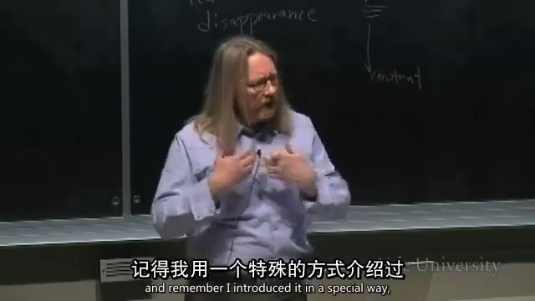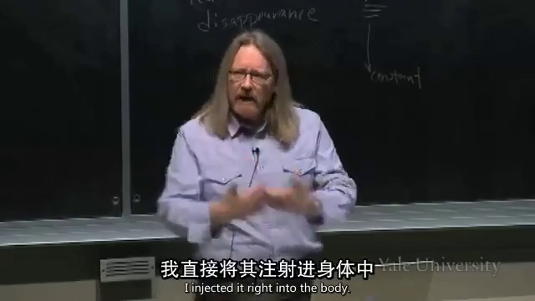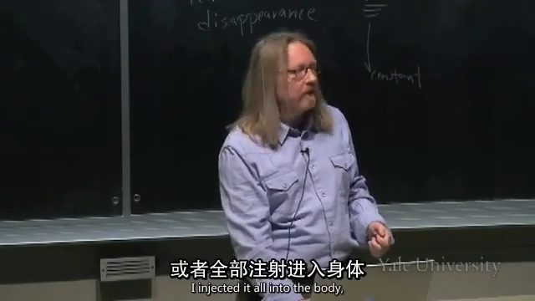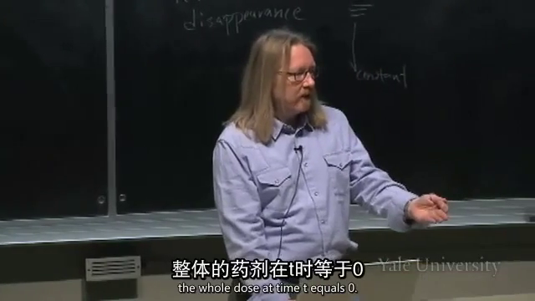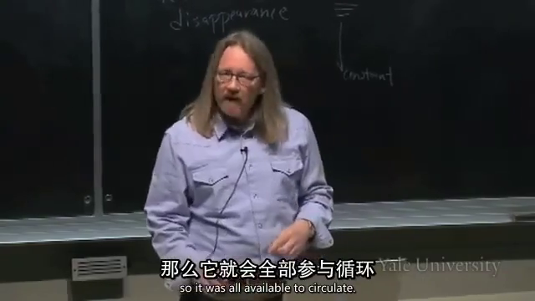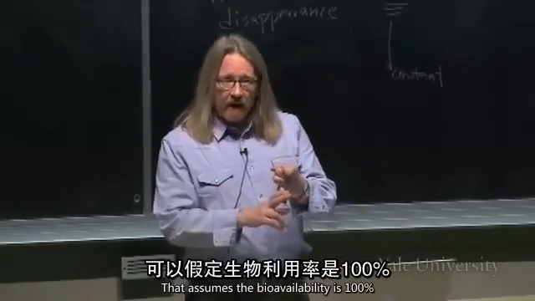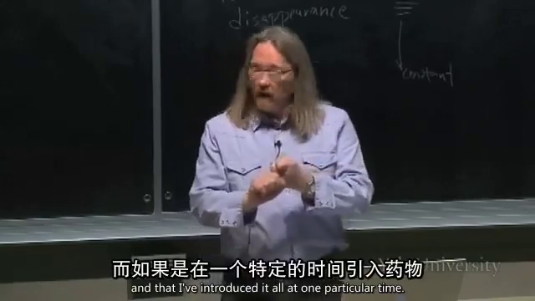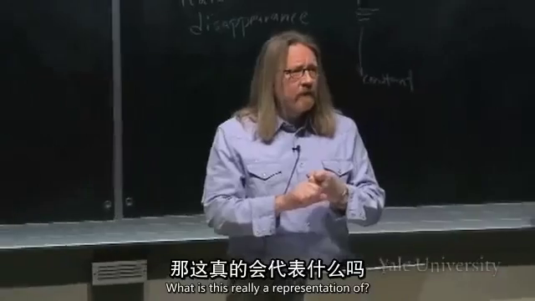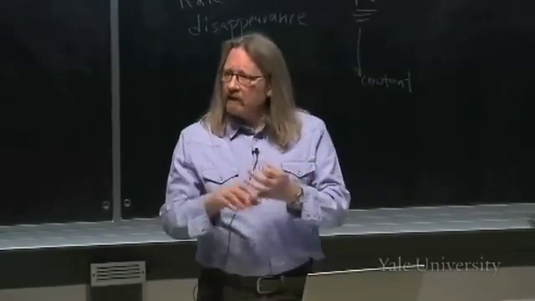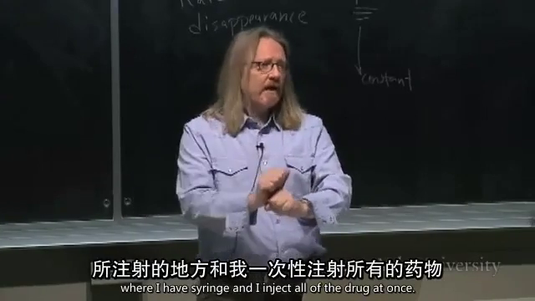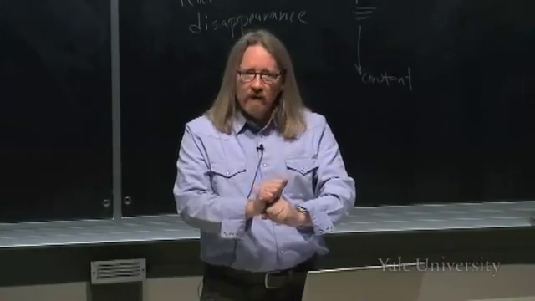And remember, I introduced it in a special way. I injected it right into the body. I injected it all into the body, the whole dose, at time t equals 0. I introduced it all into the body at once, so it was all available to circulate. That assumes the bioavailability is 100% and that I've introduced it all at one particular time, right? So what is this really a representation of? It's a representation of intravenous injection, where I have a syringe and I inject all of the drug at once.